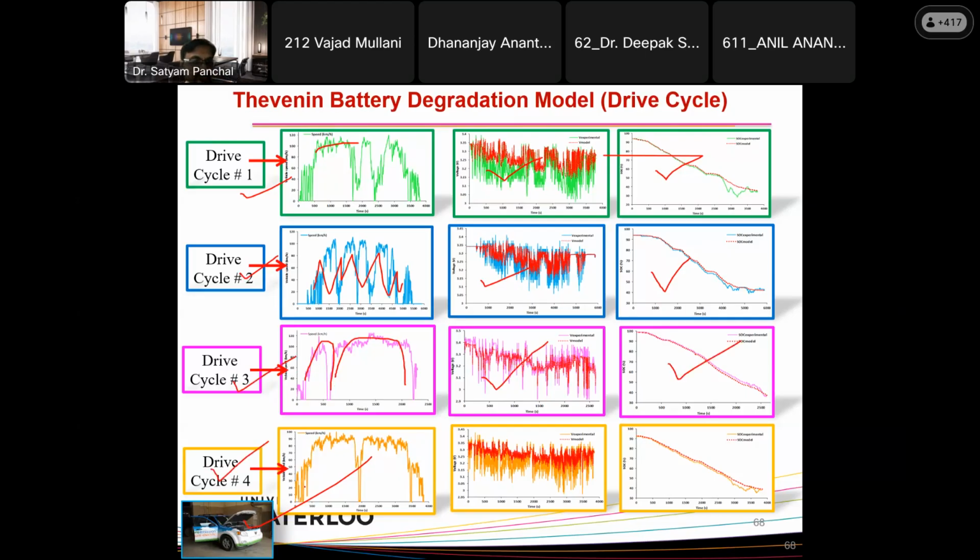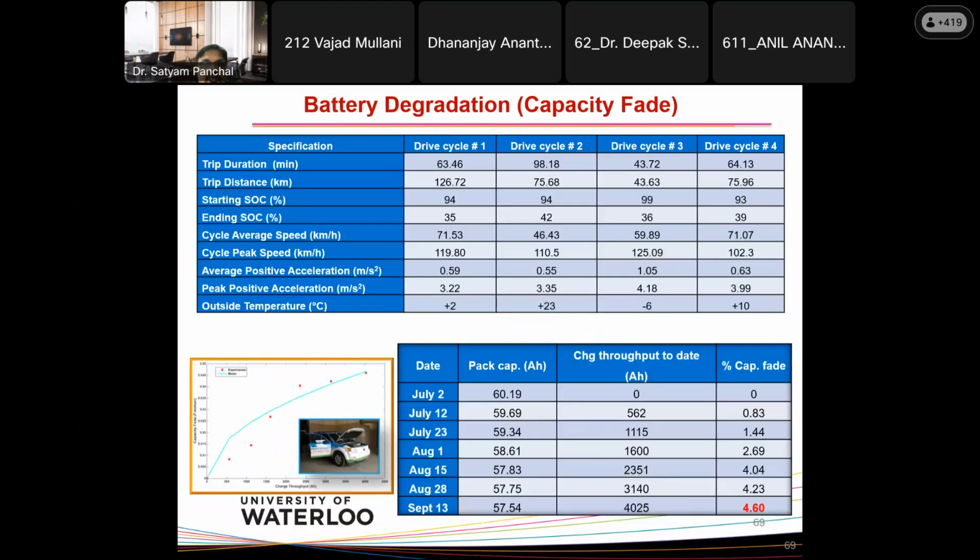Cycle number 4 is the orange color one, the city driving. Again, back to city driving, corresponding voltage and the SOC validation. So the model worked perfectly for this type of Thevenin based part, and then we validated those ones.